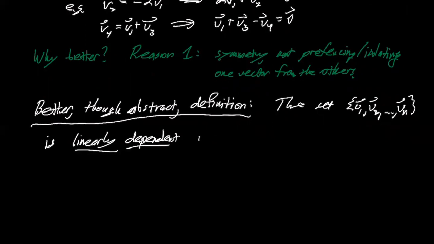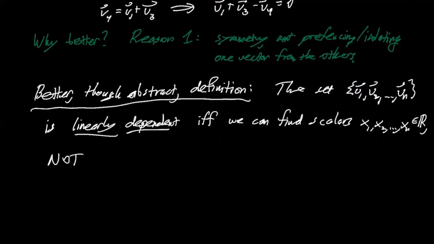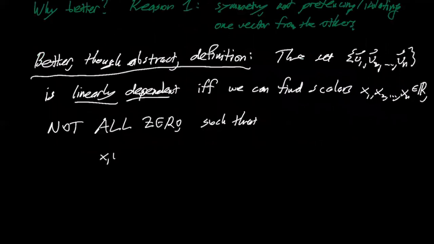If and only if we could find scalars x1 through xn, real numbers. And here's the really important thing. They're not, I'll yell at you, I'll put this in all caps, they're not all 0, such that x1 v1 plus x2 v2 plus, and so on, xn vn equals 0.